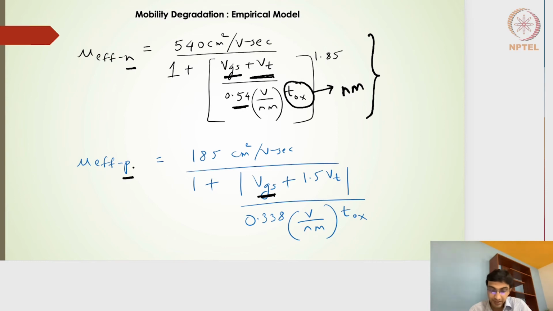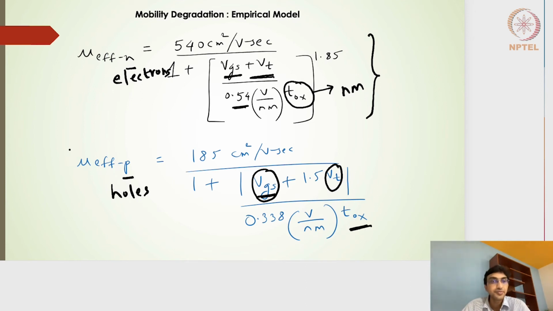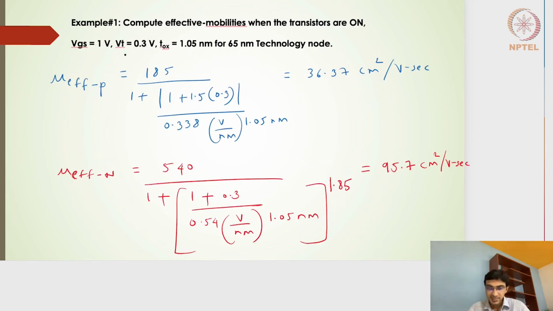Similarly, for the effective mobility of the PMOS, which is of holes, this one being of electrons in the NMOS, we have 185 centimeter square per volt second divided by 1 plus mod of (VGS plus 1.5 VT) over the T oxide term. Remember that VGS is negative and VT is also negative for PMOS, so a mod is taken so that we get a positive value. Again, the T oxide should be written as if it is mentioned in nanometers. Just as an example, now we have an empirical formula for calculating the effective mobility of the holes and of the electrons.